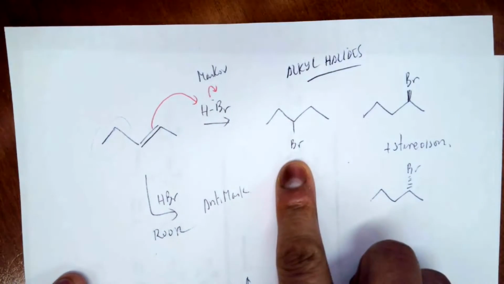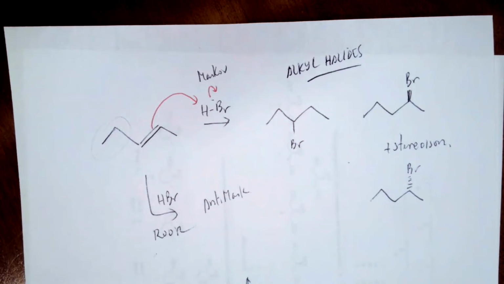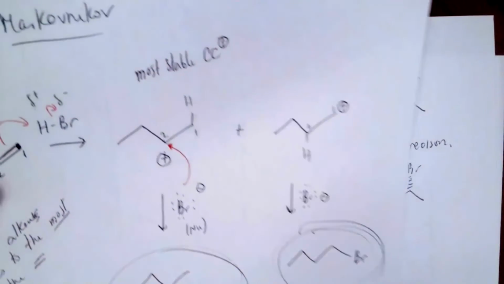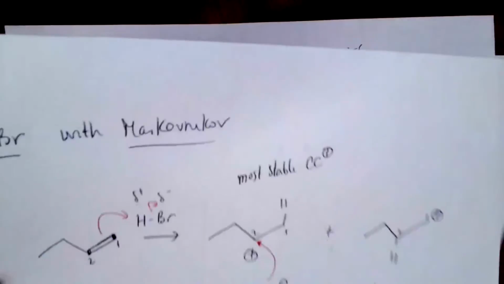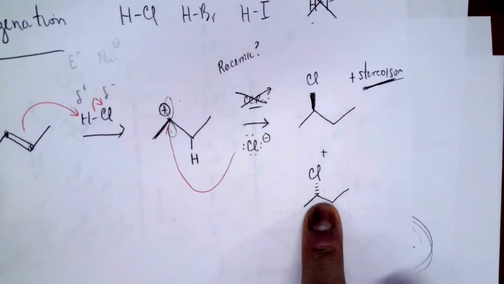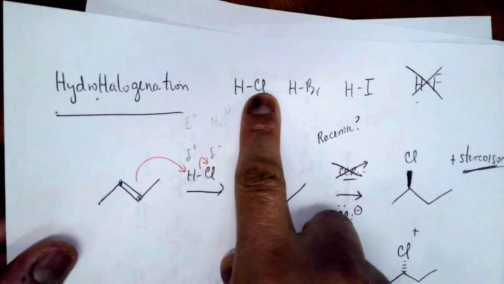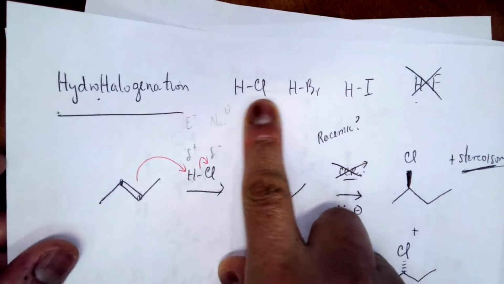In this case, I'm making an alkyl bromide, right? In my previous examples, I was making an alkyl iodide. Here, I made an alkyl chloride, right? So all the hydrohalogenation is to make alkyl chloride, bromide, and iodide. No fluoride. You can make any of those, okay?